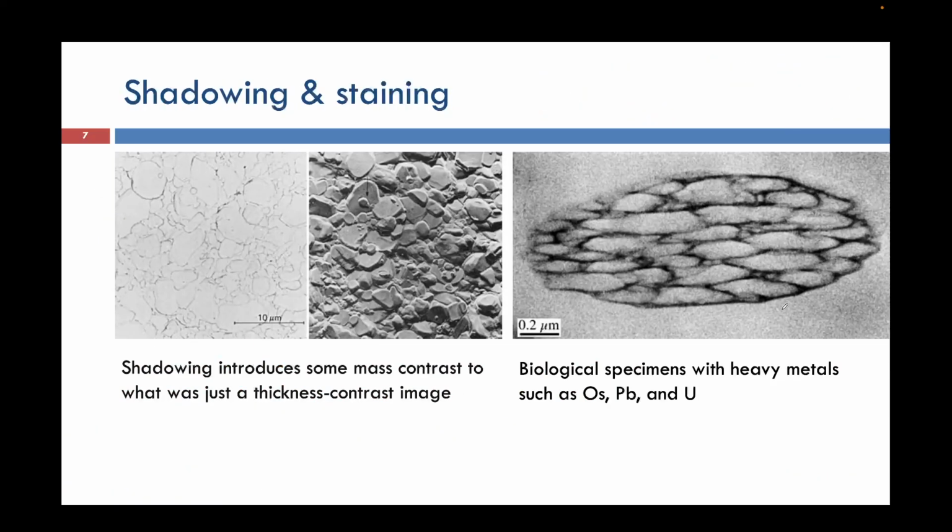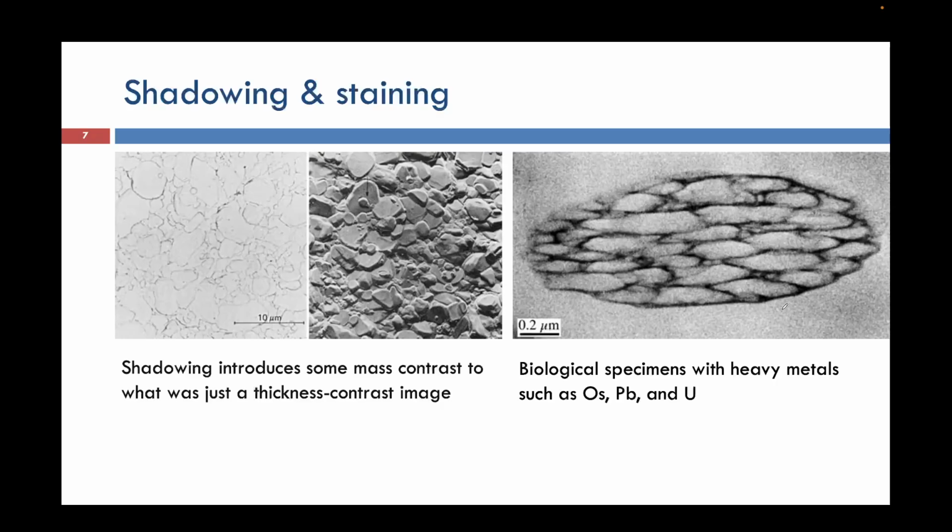Now there are two processes that we do to interpret our non-crystalline sample correctly. Because when we talk about mass thickness contrast, we are talking about polymer samples, amorphous samples, semi-crystalline samples that we are going to image. So there are two techniques which we generally use. One technique is known as shadowing and another technique is known as staining. So what do we mean by shadowing? Shadowing means we introduce some mass contrast to a thickness contrast image.